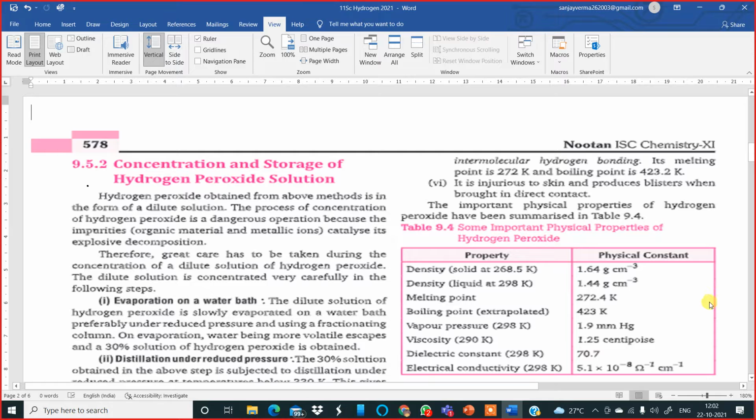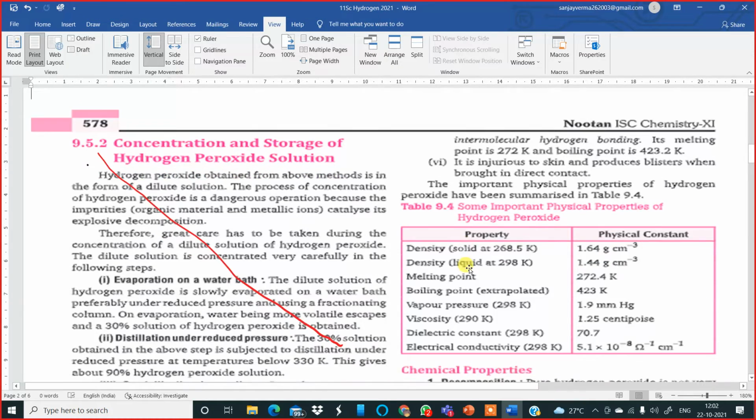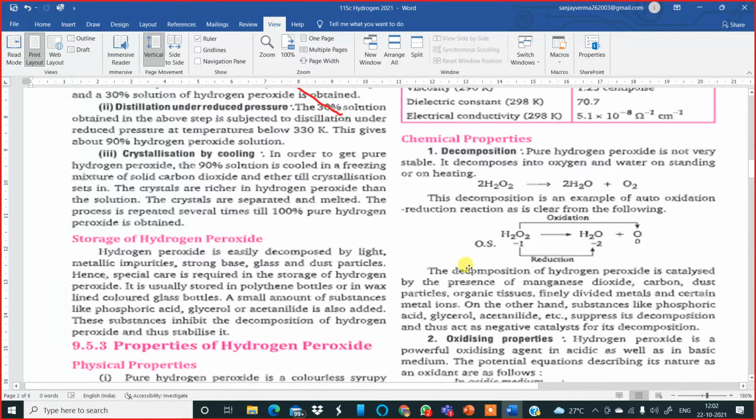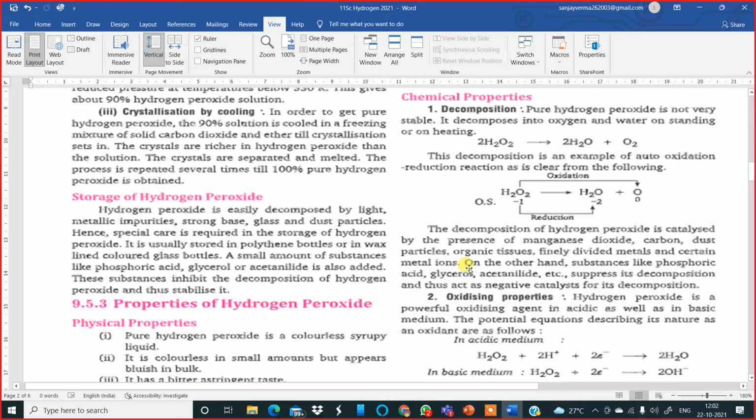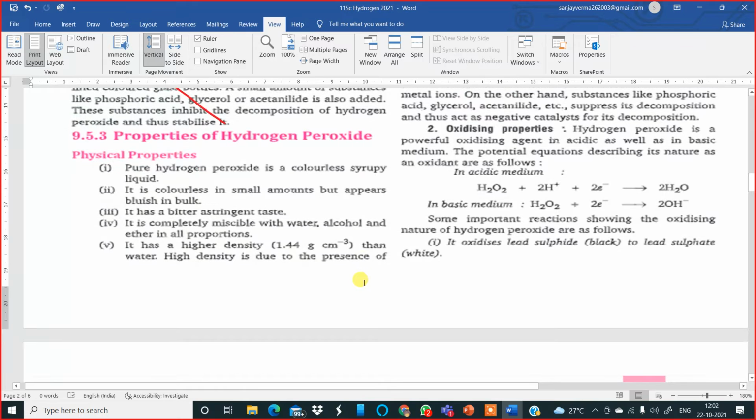The concentration and storage, this is not required. This part is not required. Okay, you may leave it out. What is required, I'll let you know. Storage is also not required. Now, properties are required. Properties of hydrogen peroxide. Let us go through this in detail.